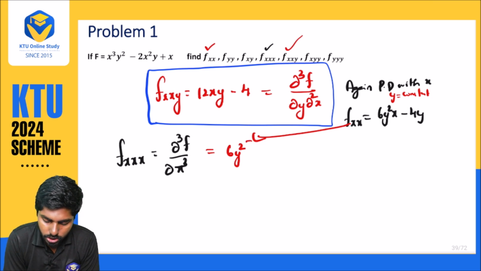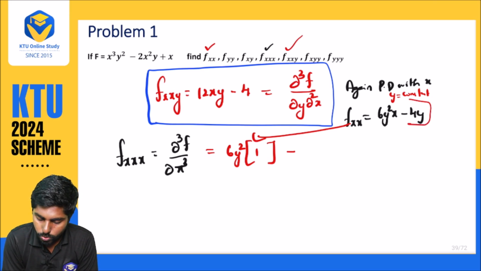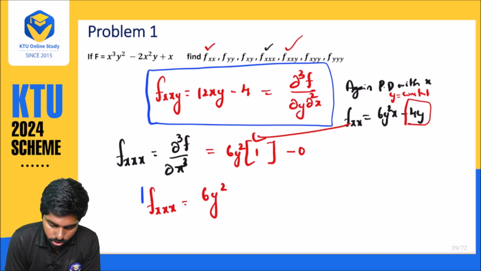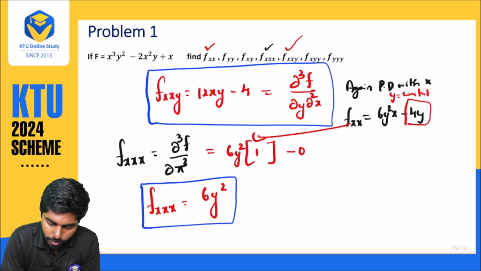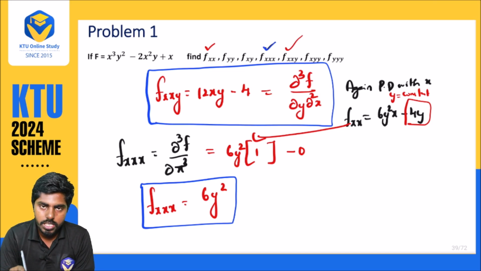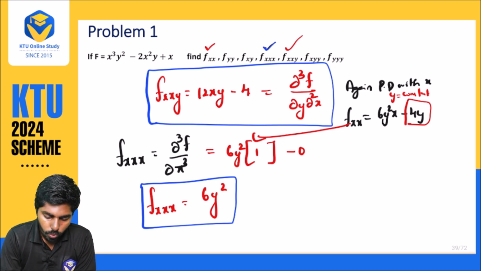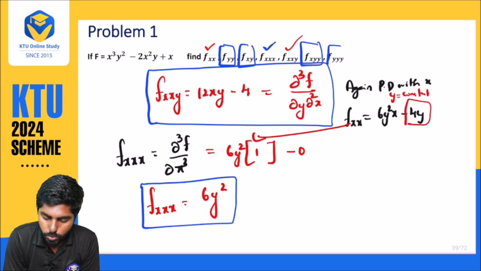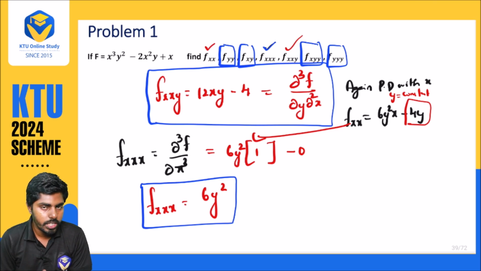6y square is a constant. So the derivative of x is 1. Minus 4y, 4y is a constant, so it will become 0. So f of x comma x comma x is 6y square. So we have completed this. Now what we want to do? We want to take the partial derivative with respect to y. So what is left out is f of x, x, y and triple y, that is the third order with respect to y's are left out.